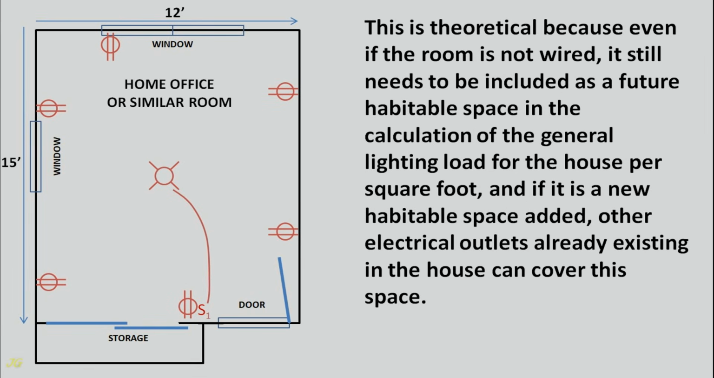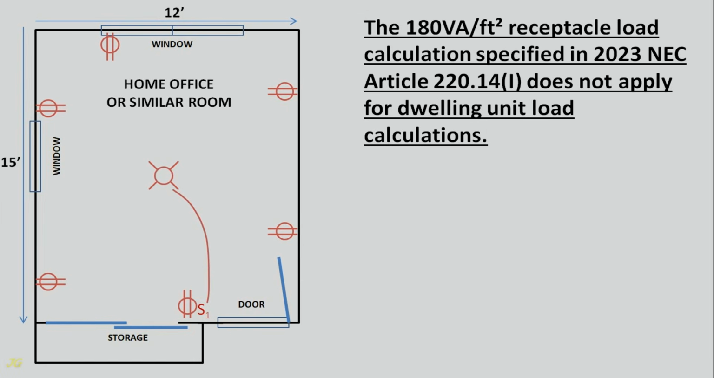This is theoretical because even if the room is not wired, it still needs to be included as a future habitable space in the calculation of the general lighting load for the house per square foot, and if it is a new habitable space added, other electrical outlets already existing in the house can cover this space. The 180 volt-amperes per square foot receptacle load calculation specified in 2023 NEC Article 220.14(I) does not apply for dwelling unit load calculations.